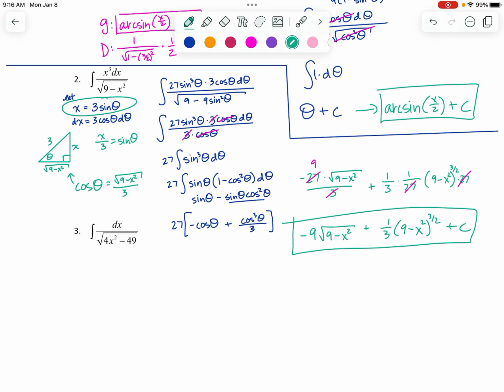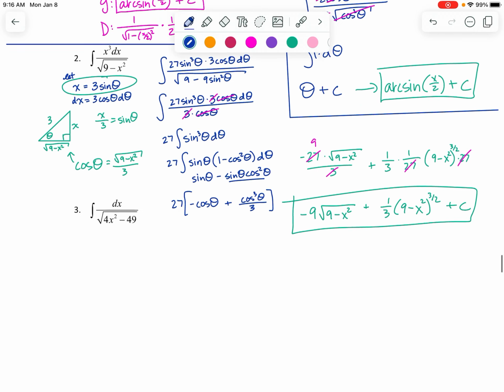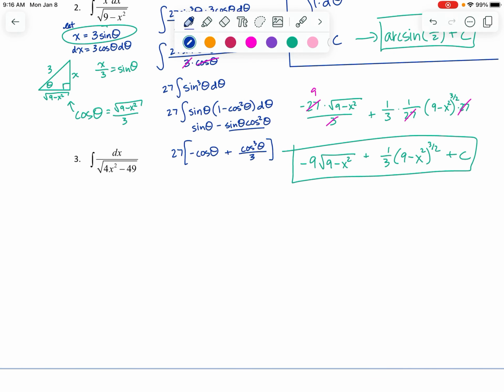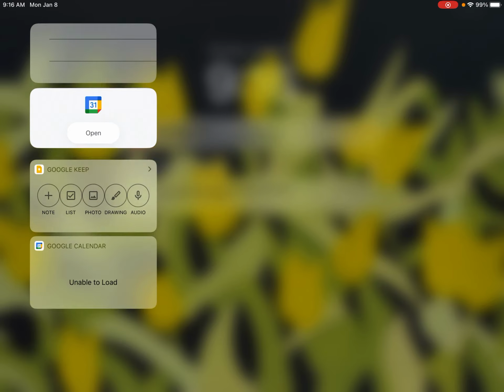Actually, I'm going to suggest that you try number 3. I'll put a screenshot of the answer in Google Classroom, and then if you want to see number 3 done out, I will do it out, but you don't have to watch that one if you feel good. Pause now if you want to try it completely on your own, but I will give you a hint for number 3 that you should choose your x to be 7/2 secant theta. And I'll do that one in a separate video.